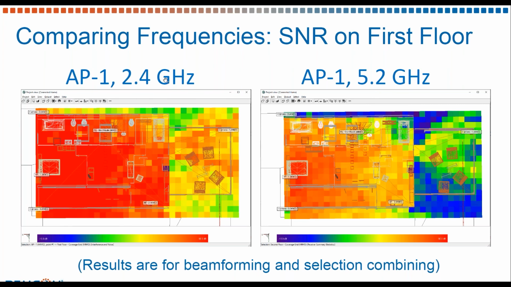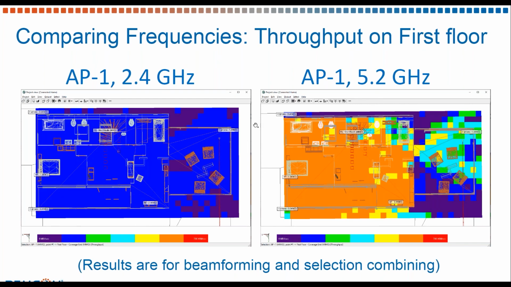Again, here we are comparing access point 1 at 2.4 gigahertz and 5.2 gigahertz, and this is looking at SNR on the first floor. We can see that we are again getting better SNR at 2.4 gigahertz than at 5.2. But when we take a look at the actual throughput, we're seeing that 5.2 yields much better throughput than the 2.4 does.